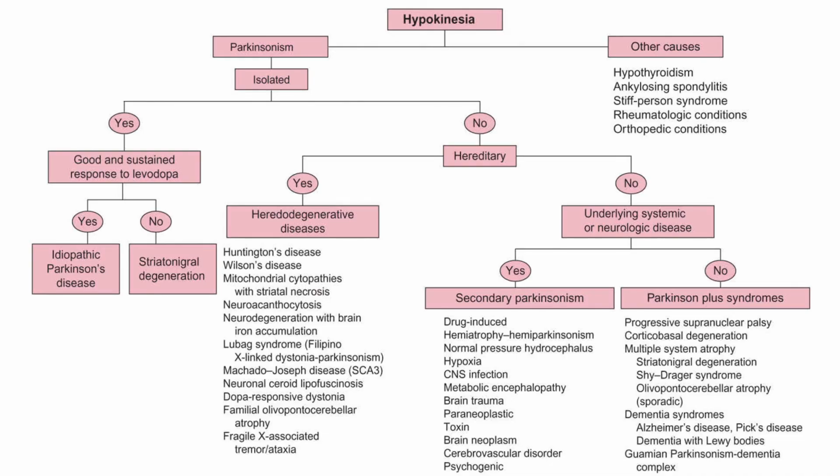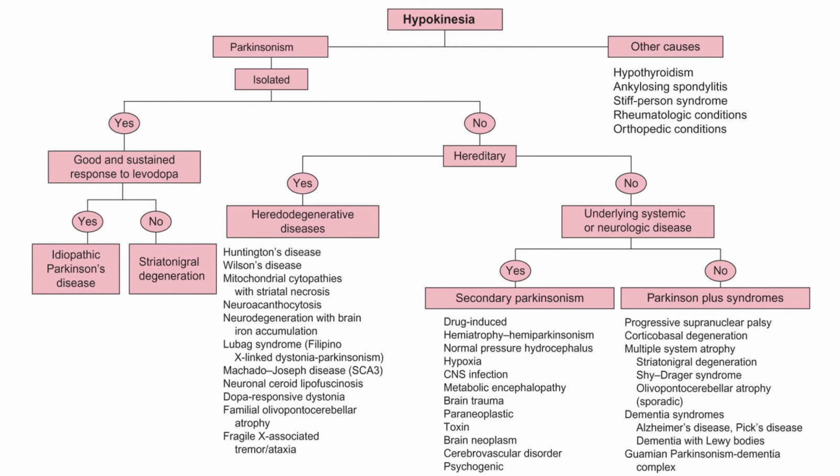Right. So this is a very important flowchart telling you about hypokinesia. First of all, you need to rule out other causes. You don't need to directly jump to Parkinsonism. You need to rule out other causes of hypokinesia, that is hypothyroidism, ankylosing spondylitis, stiff person syndrome, a rheumatological condition, or other orthopedic conditions.